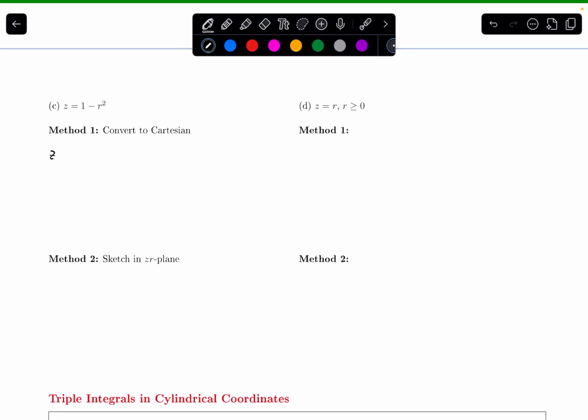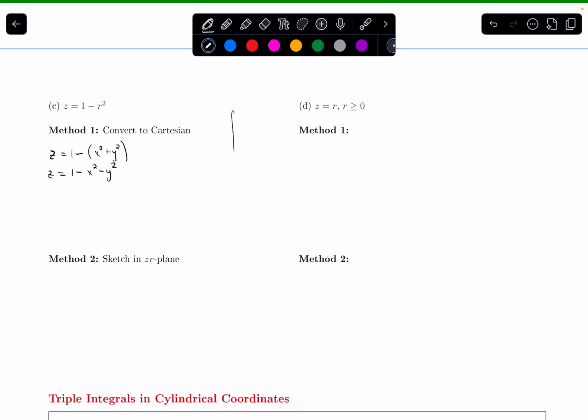So z equals 1 minus, and I know r squared is x squared plus y squared. If I distribute the negative, z equals 1 minus x squared minus y squared. This might be a graph that we recognize from earlier in multivariable calculus. This is what's called a paraboloid, and the negative coefficients in front of x squared and y squared mean it's going to be a downward paraboloid.